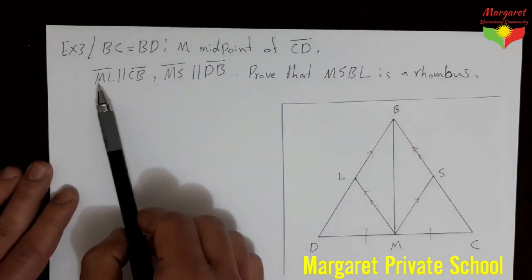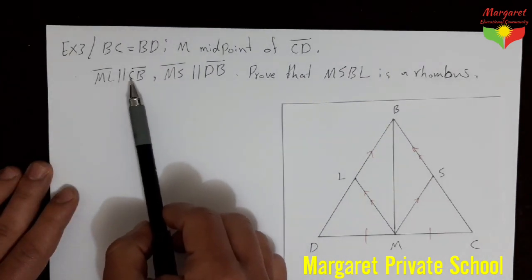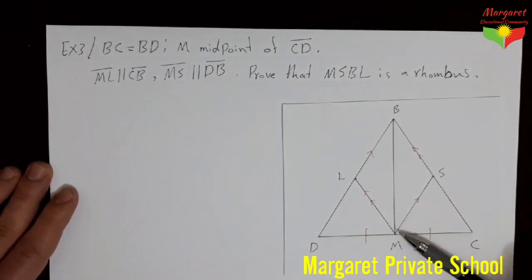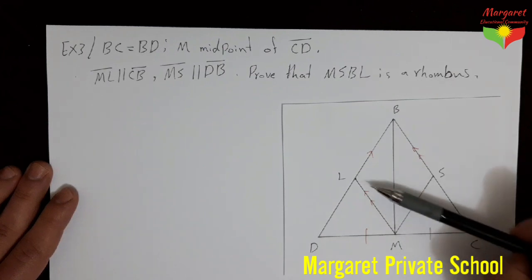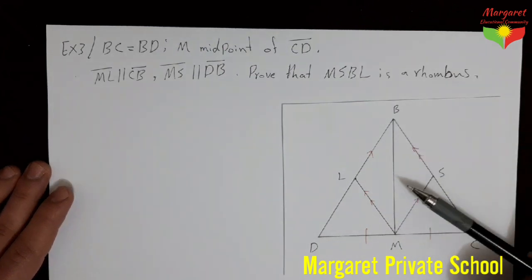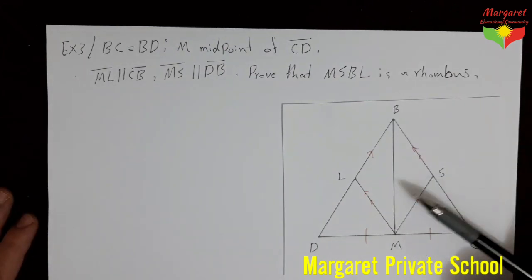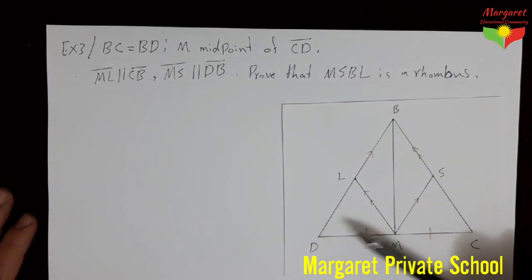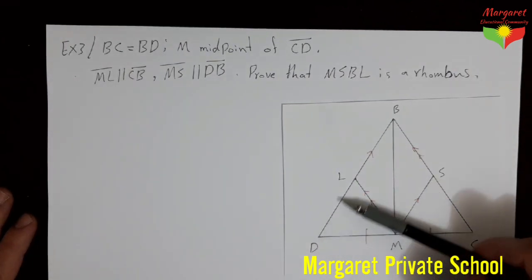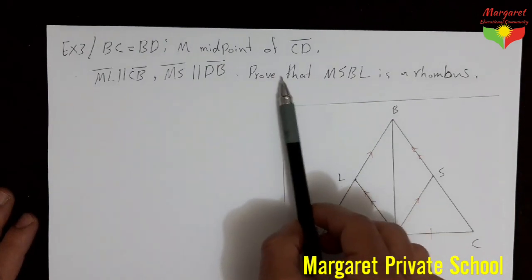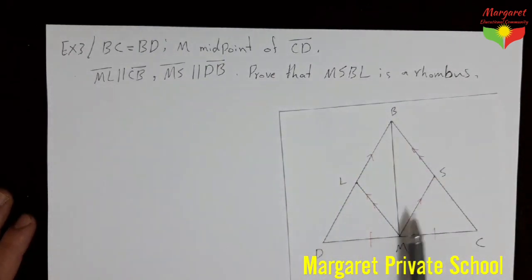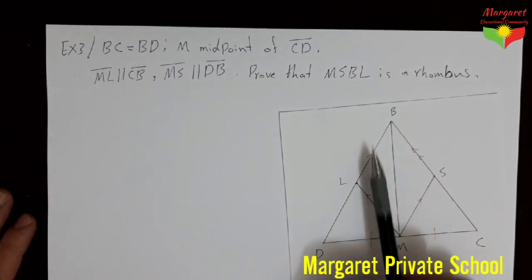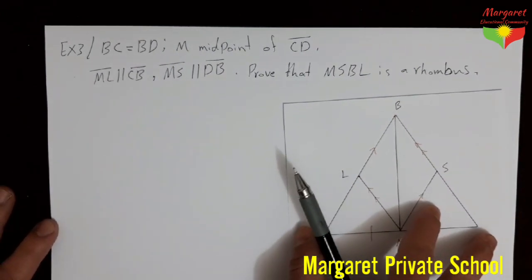And given that ML is parallel to CB، ML and CB are parallel، و هەروەها دراوە کە ئەم دوو لایە parallelن. And MS and BD are parallel و هەروەها ئەم دوو لایەش پارالێڵە. Prove that MSBL is a rhombus. پیشانی بە کە ئەم چوار لایە چییە؟ ڕۆمبۆسە.